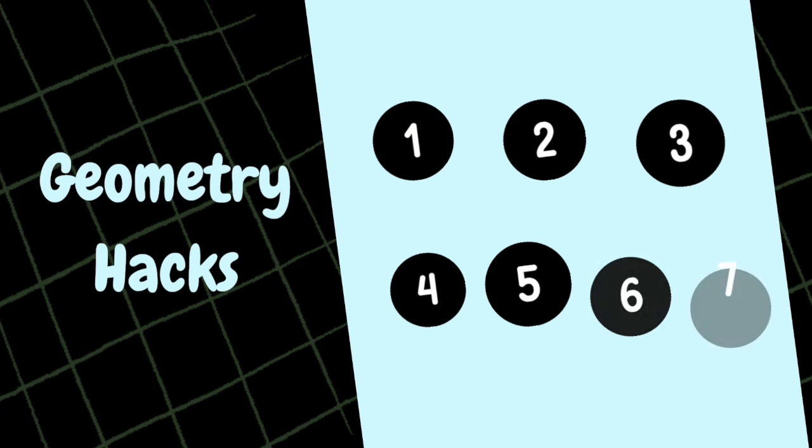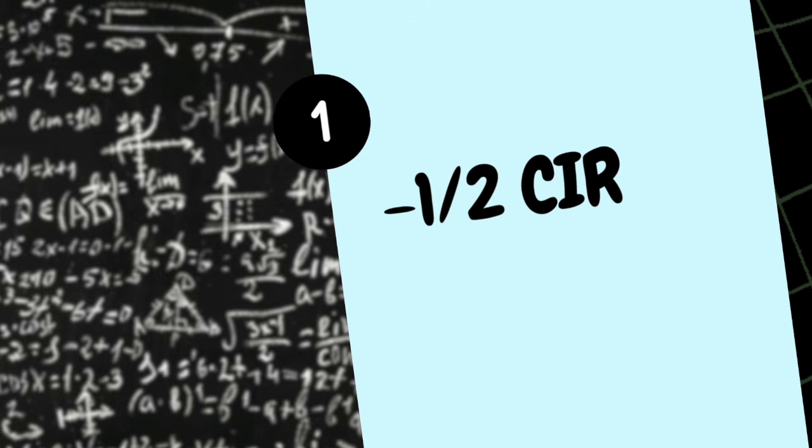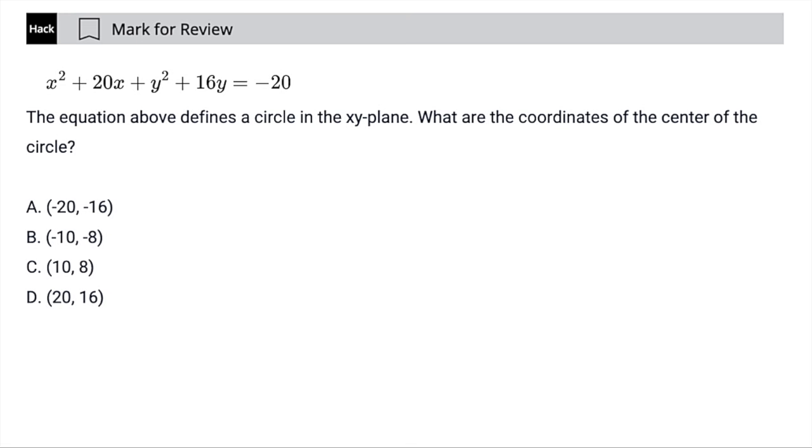Nailing SAT geometry can mean the difference between 750 and 800. In this video, we're going over 7 geometry hacks to help you get that perfect math score you're looking for. And up first, we have the -1/2 circle hack. Say that 5 times fast.